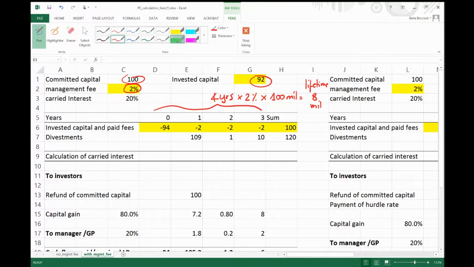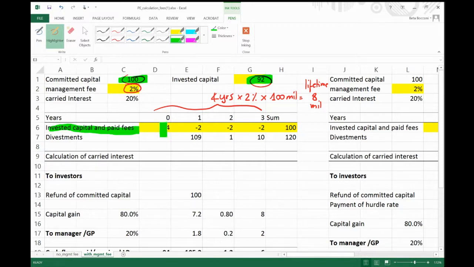So out of a capital committed of 100, you will be able to invest only 92. Okay? And so the cash flow pattern is slightly different compared to the previous one, because look carefully. In the first row, I have put the invested capital and paid fees.